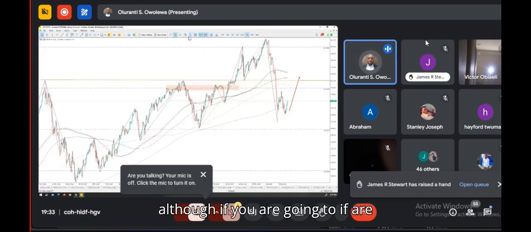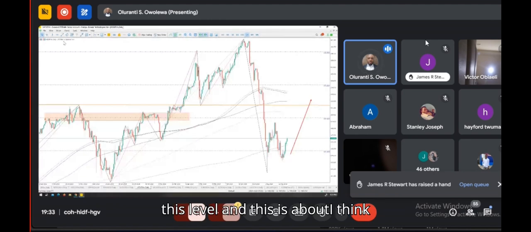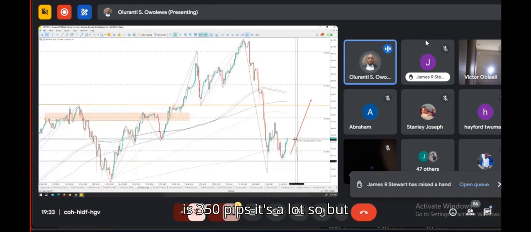If you are looking at buying now, the risk reward is okay. Just know that your stop loss should be below this level. This is about 300 pips, so this is 350 pips.